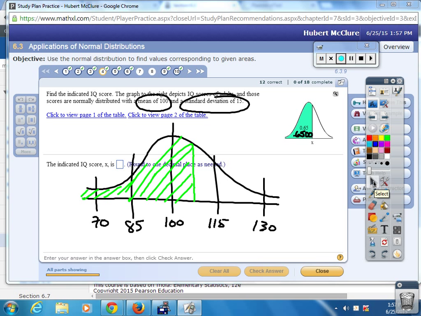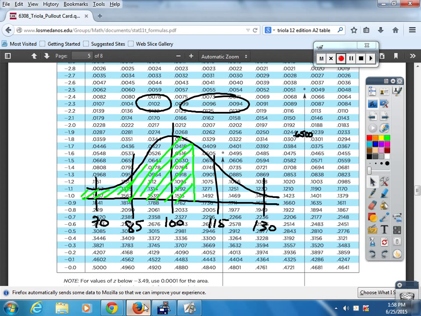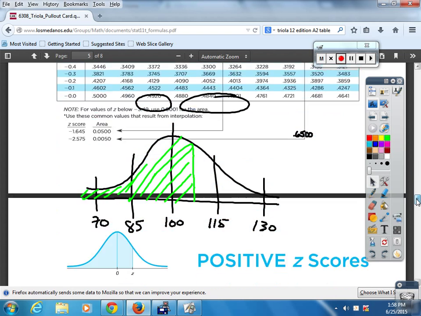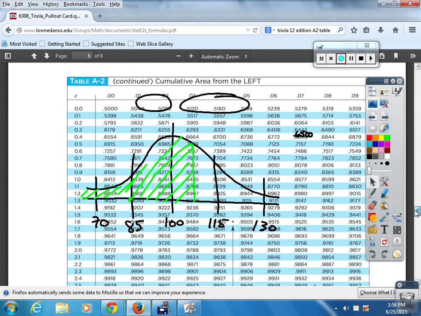And what did I tell you in the first section? They're going to give you an area, or they're going to give you a z-score. Here they're giving us an area. So that means we've got to find the z-score. What kind of z-score is it going to be? Positive. So you can pull up your positive z-score table. The reason you know it's positive is because it's past 0. And we're going to look up 0.6500.